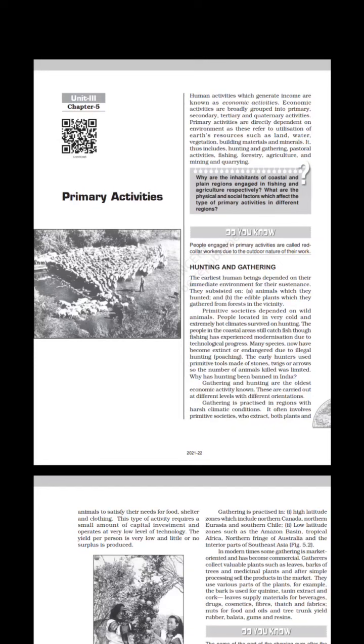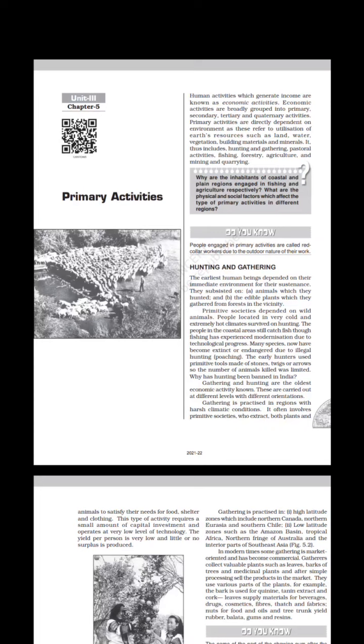Fundamentals of Human Geography, textbook for class 12, Unit 3, Chapter 5. Primary activities. Take a look at this image. Human activities which generate income are known as economic activities. Economic activities are broadly grouped into primary, secondary, tertiary, and quaternary activities.